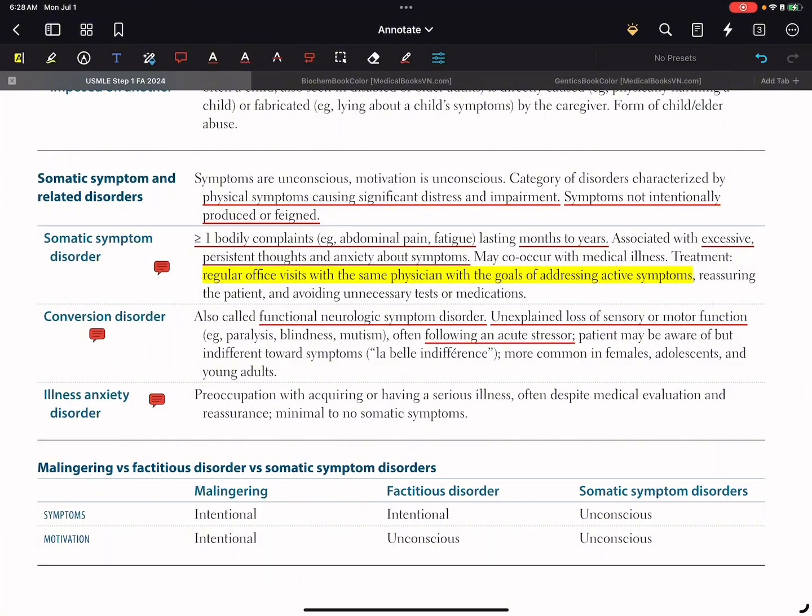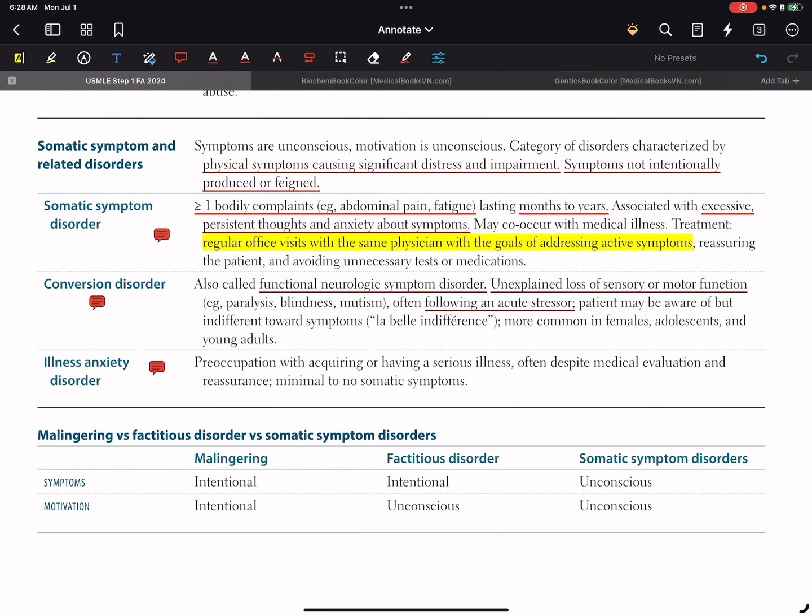Conversion disorder, also called functional neurologic symptom disorder, is unexplained loss of sensory or motor function, such as paralysis, blindness, mutism, often following an acute stress, and the patient may be unaware of or indifferent towards symptoms. More common in females, adolescents, and young adults. This is important: a patient would present after the loss of a loved one with loss of sensation in her left leg or right arm and all of that. And yeah, this is conversion disorder.